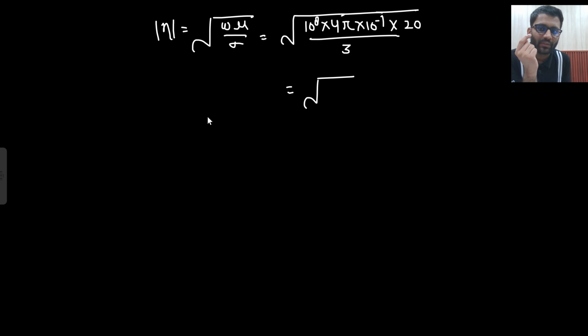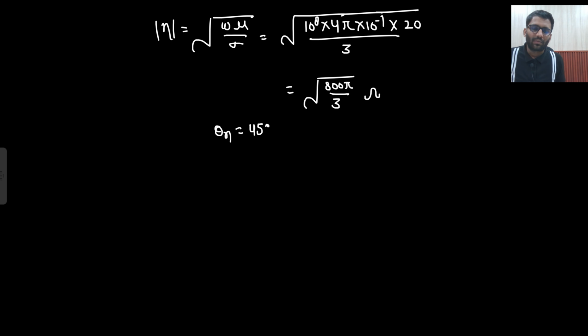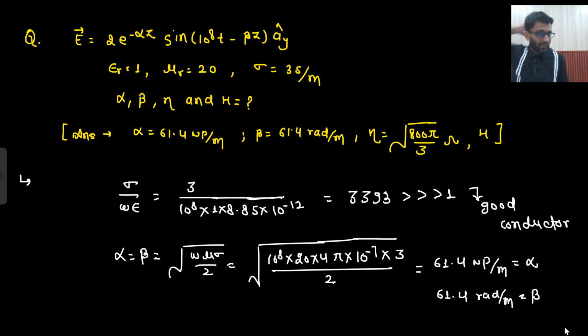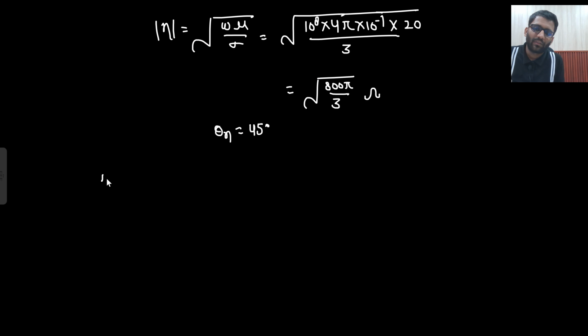So this is the magnitude actually. This is the magnitude I am calculating. What will be the angle? Angle will be 45 degrees. So what it is coming out to be, 10 to the power 1 we are getting here, then another 10 to the power 1 is there. So 10 to the power 2. So 4 into 2, 8. 800 pi by 3 ohm, and angle is 45 degrees. Okay. Now the H field I need to write down. So how will I write down the H field?